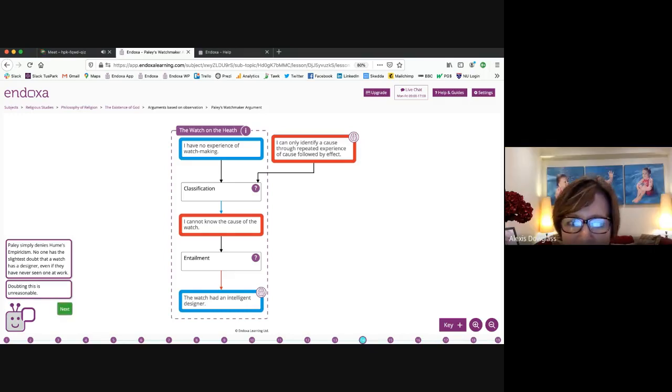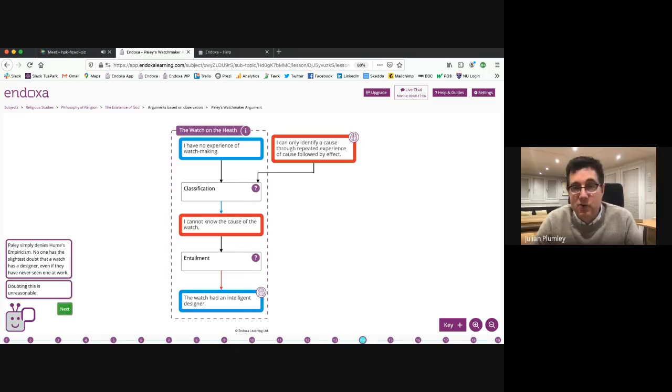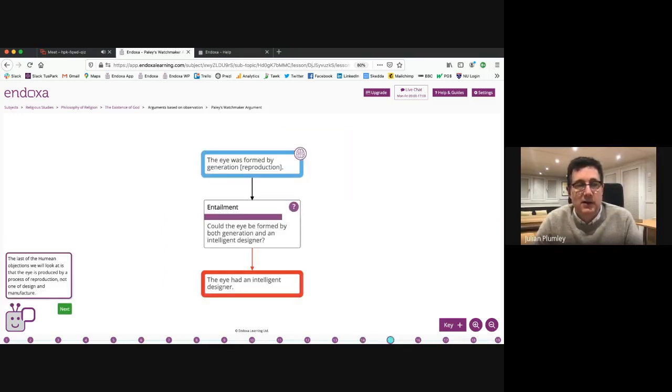And our next step. Right. I'm going to have a look at one more argument that also is based on an objection from Hume. One of his other objections is that the eye was formed by what he calls generation. That's quite an old word, but he means reproduction. That's obviously a different process to design and manufacture. And he says that's contrary. So it can't have had an intelligent designer because designing is a different process. What Paley does with this is really interesting. It's very creative.